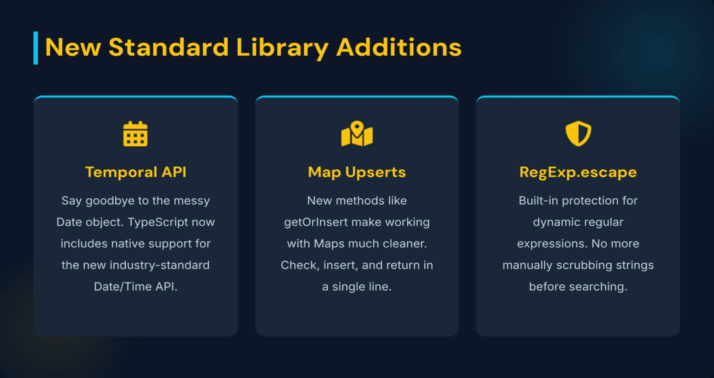Next, let's look at 3 standard library additions that you will likely use every single day. First, we have full support for the modern Temporal API. We can finally phase out the notoriously clunky and confusing legacy JavaScript date object for robust time calculations. Second, working with maps is now much cleaner thanks to Map Upserts, allowing us to check, insert, and return values in a single, neat line of code.